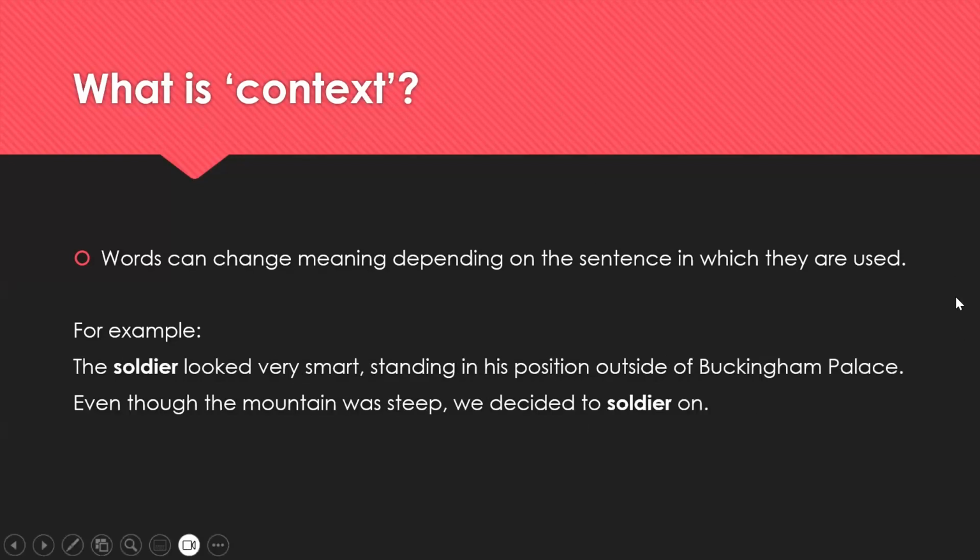Okay, so see if you can tell the difference here between the two forms of soldier. The first one: the soldier looked very smart, standing in his position outside of Buckingham Palace. Second one: even though the mountain was steep, we decided to soldier on. So what's the difference between those two versions of soldier? You can also think about, have they been used as verbs, adverbs, nouns, adjectives? Has the word been used as a different word type?